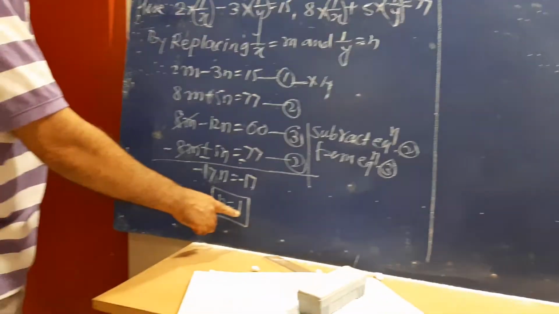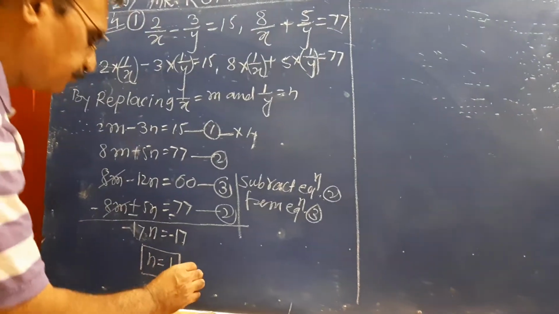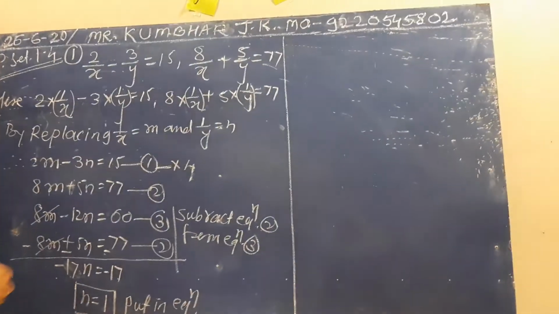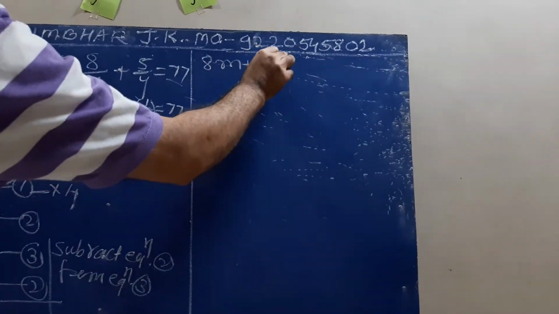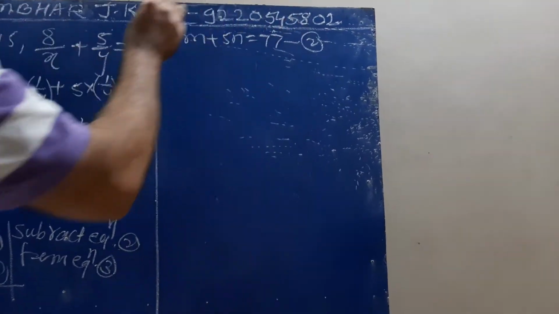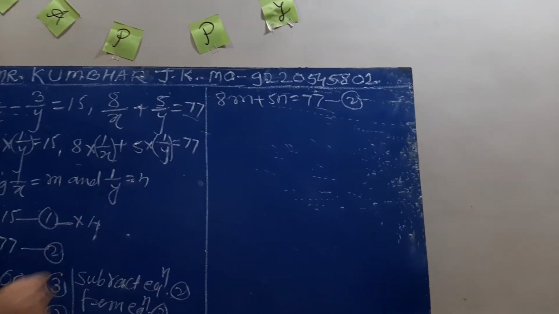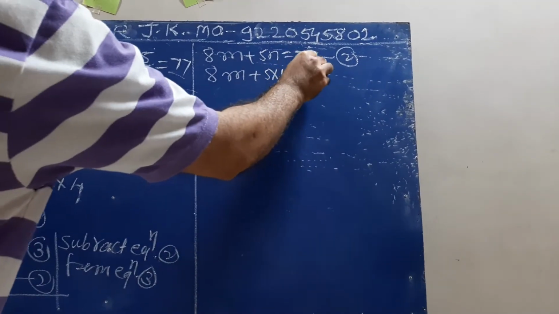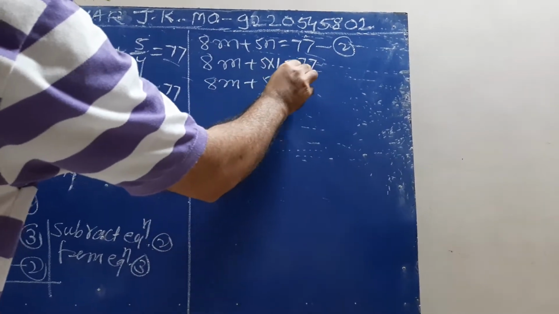If we put this n is equal to 1 in any equation, we can find the answer of m. Put in which equation? Equation number 2, 8m plus 5n is equal to 77. Replace n by 1. 8m plus 5 into 1 is equal to 77. 8m plus 5 is equal to 77.